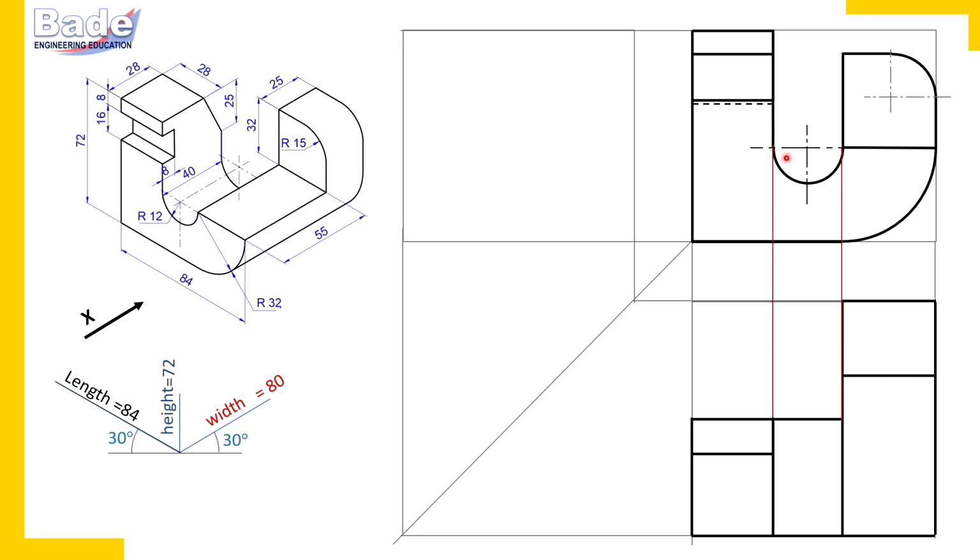Now where a cylinder or semi-cylinder appears as a rectangle, you should draw its axis. So from center, draw a projector to complete the axis of the semi-cylindrical surface. So this is how we have completed the top view.